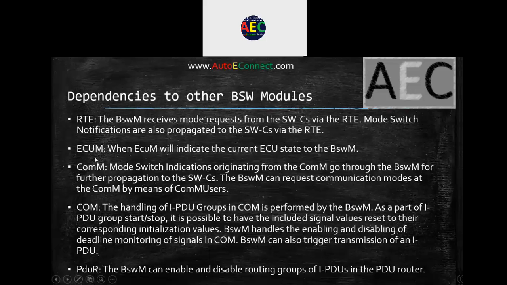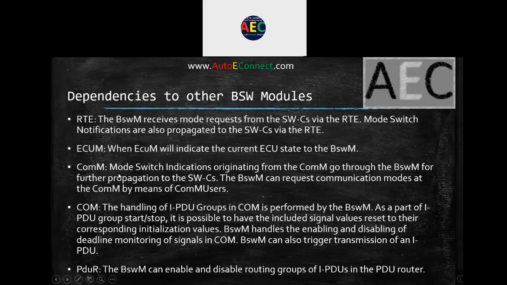Next comes the ECM. So using ECM, what are the different BsWM actions we can perform? ECM will indicate the current ECU state to the BsWM. Whenever there is a change in the ECM mode, an indication will be given to BsWM, and this mode can trigger an action to an application module. Whenever there is an ECU mode change, this will give an indication to the application module. Accordingly, the application can be configured to perform a different action.